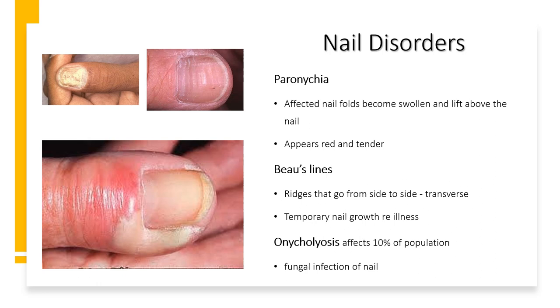Paronychia is one of the questions we were asked in the last exam paper. This affects the nail fold, which becomes swollen and lifted from the edge of the nail, and it appears red and tender. So I get quite a lot of that, paronychia affecting the nail fold, which is the most proximal part of the nail.